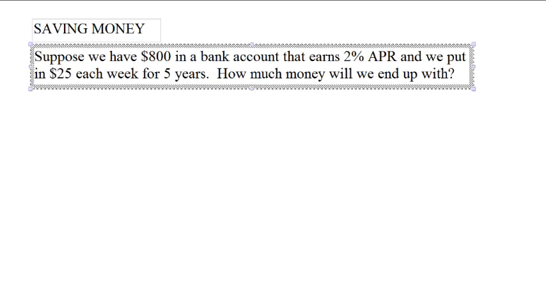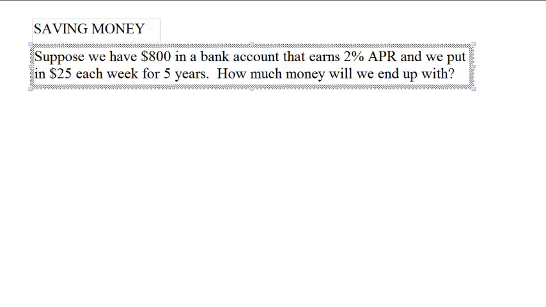Let's start with the most positive of all situations. Let's suppose we're in a situation where we are saving money. For example, suppose we have $800 in a bank account that earns 2% APR and we put in $25 each week for 5 years. How much money will we end up with?